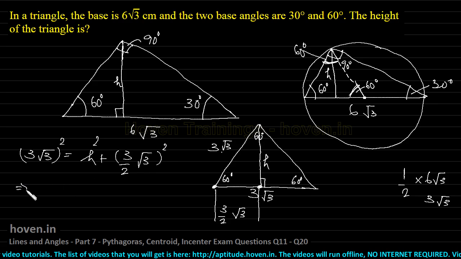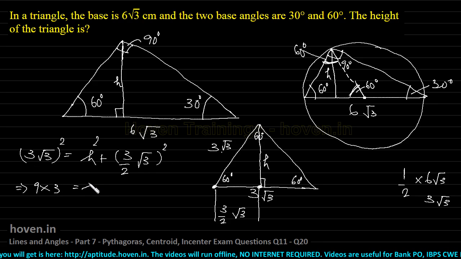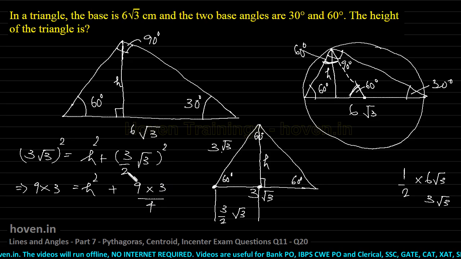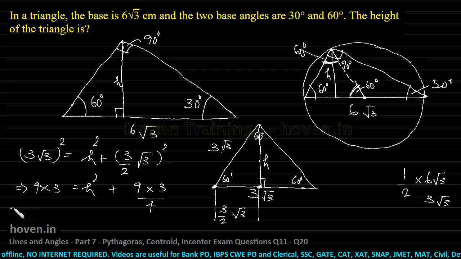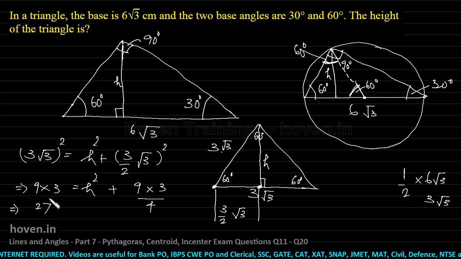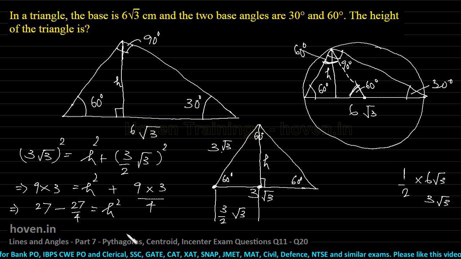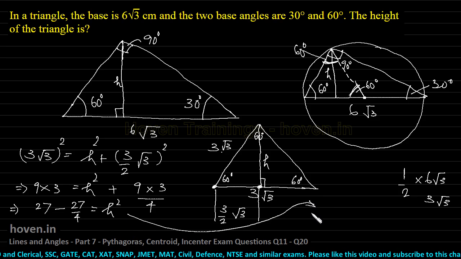So which implies this one will be 9, 3 square is 9, and this square root of 3 squared will be 3, which is equal to h square plus, this will be likewise 9 into 3 by 4, 2 into 2 is 4, 3 into 3 is 9, and this one is 3. So which we can now see is 27, this one minus, bring this 27 by 4 to this side, is equal to h square.